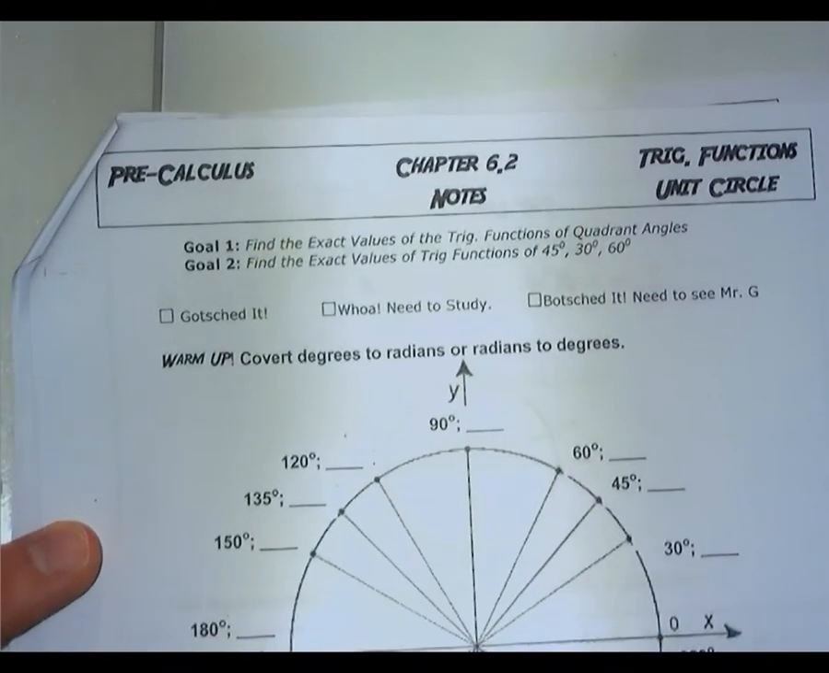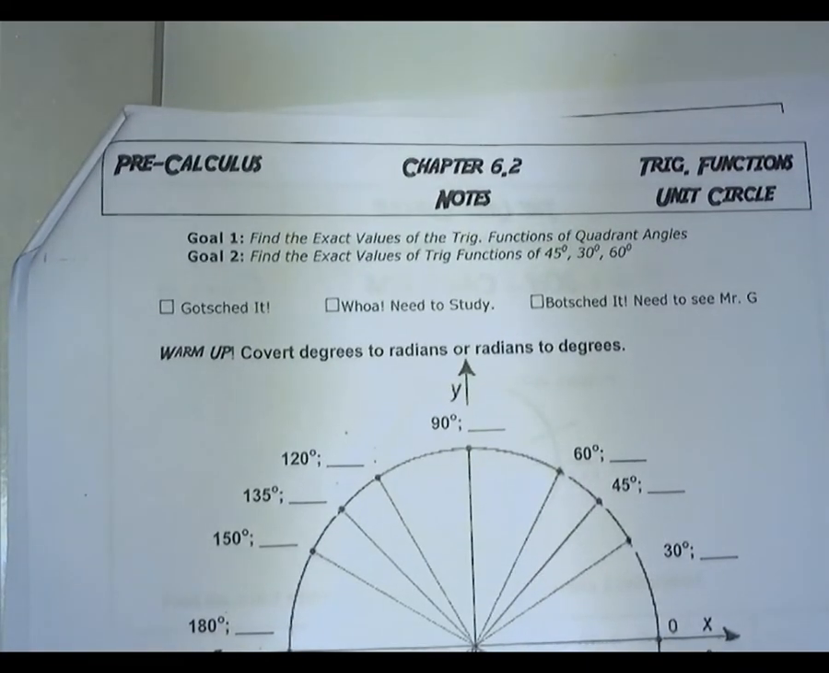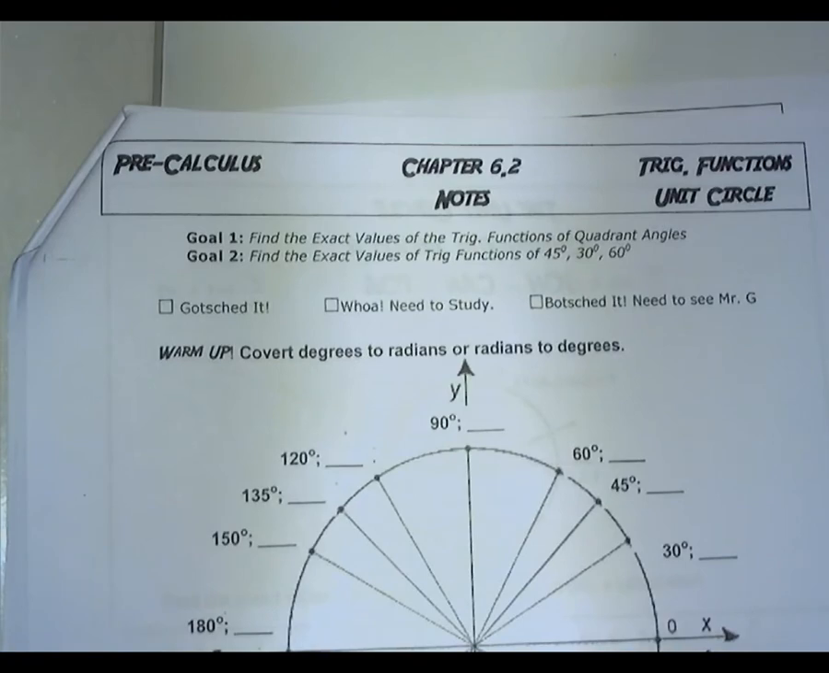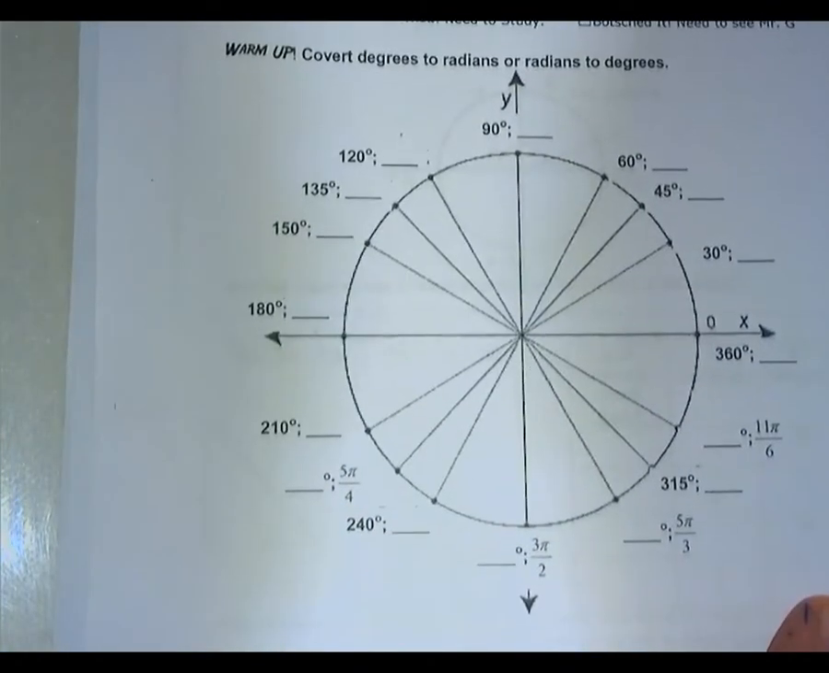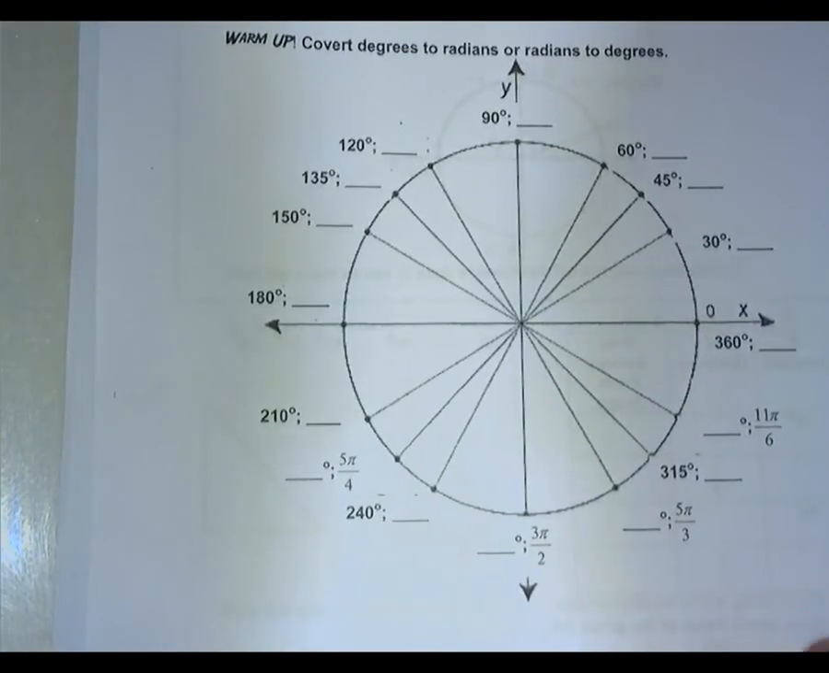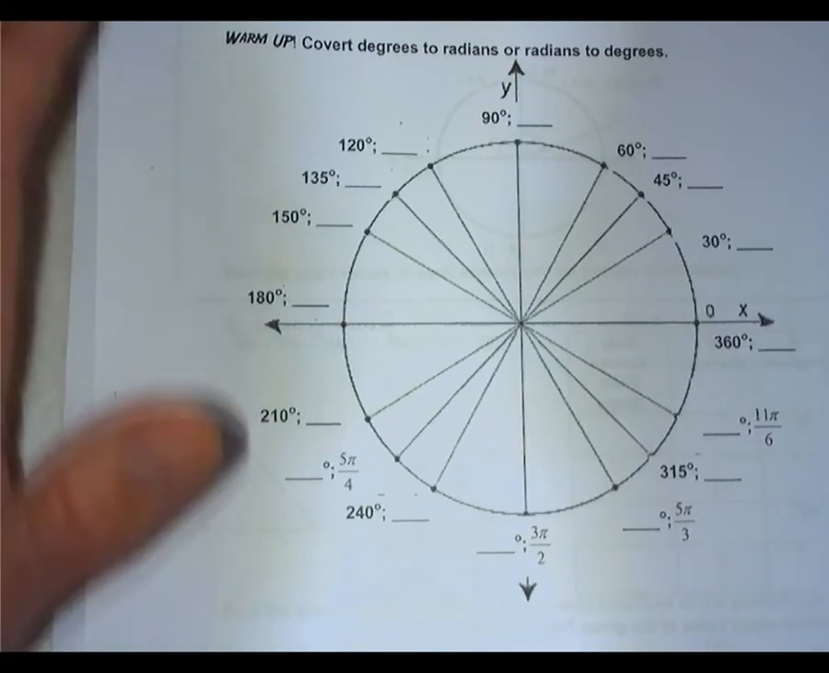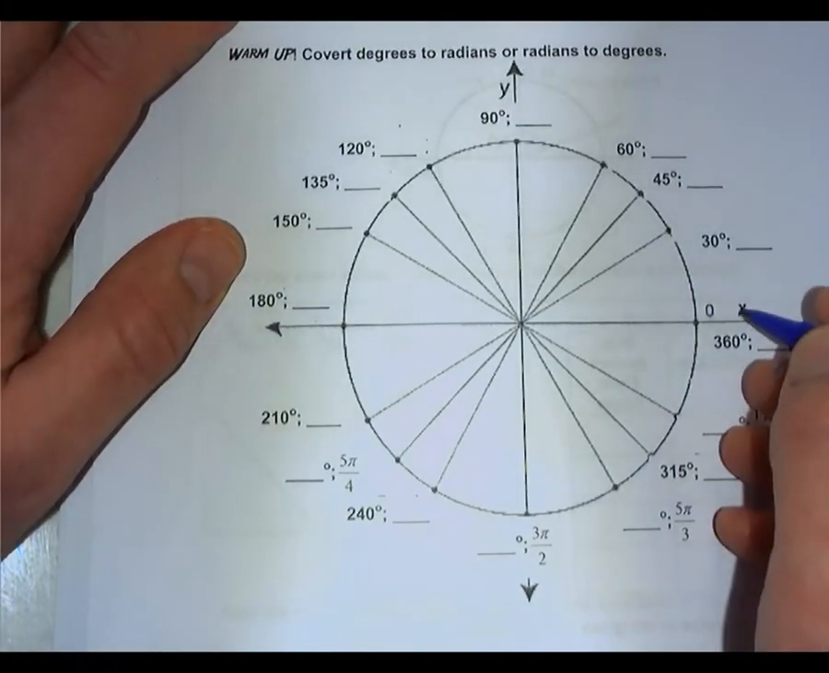All right, so ladies and gentlemen, we're going to do trig functions, unit circle. So we're going to fill in our angles from 0 to 2 pi, from 0 to 360. I like to do the quadrantals first and show you the common numbers that they have in common.